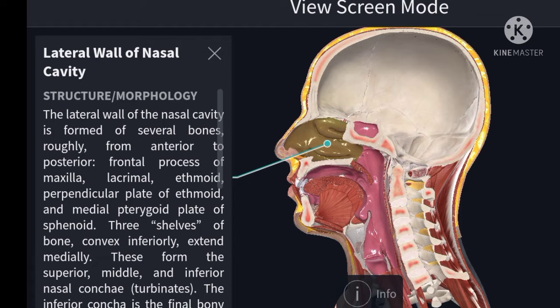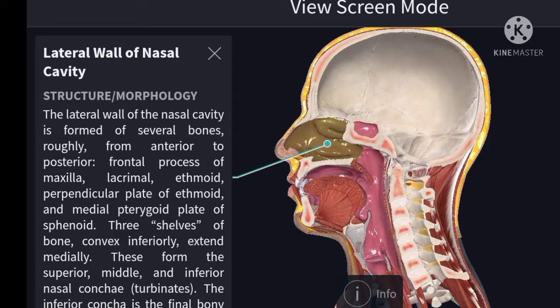Lateral wall of nasal cavity. As you can see here, the lateral wall of nasal cavity is formed of several bones, roughly from anterior to posterior, and it is formed by the frontal process of maxilla, lacrimal bone, ethmoid, perpendicular plate of palatine bone and the medial pterygoid plate of sphenoid.